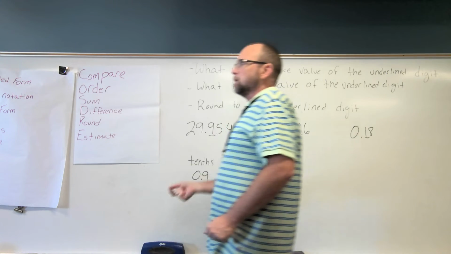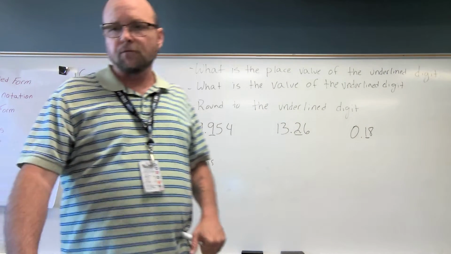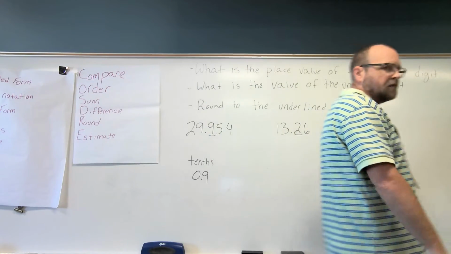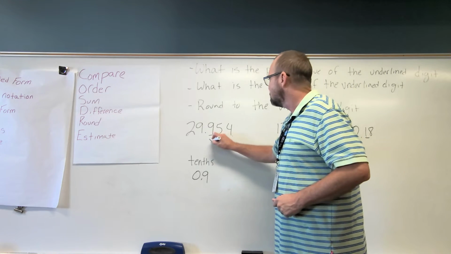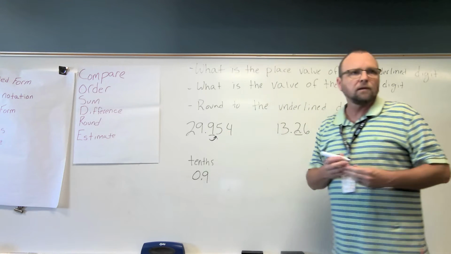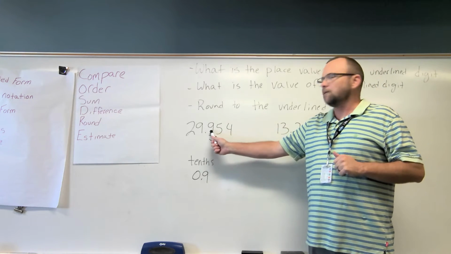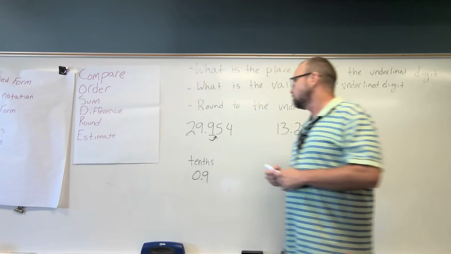You need to be able to recognize that so that when a question asks for one, you know which one they're asking for. Now we have to round to the underlined digit. We've already said the underlined digit's in the tenths place. So Chloe, I look behind it. Behind it I have a 5. So am I going to leave this 9 the same, or am I going to add 1 to it? I'm going to add 1 to it.